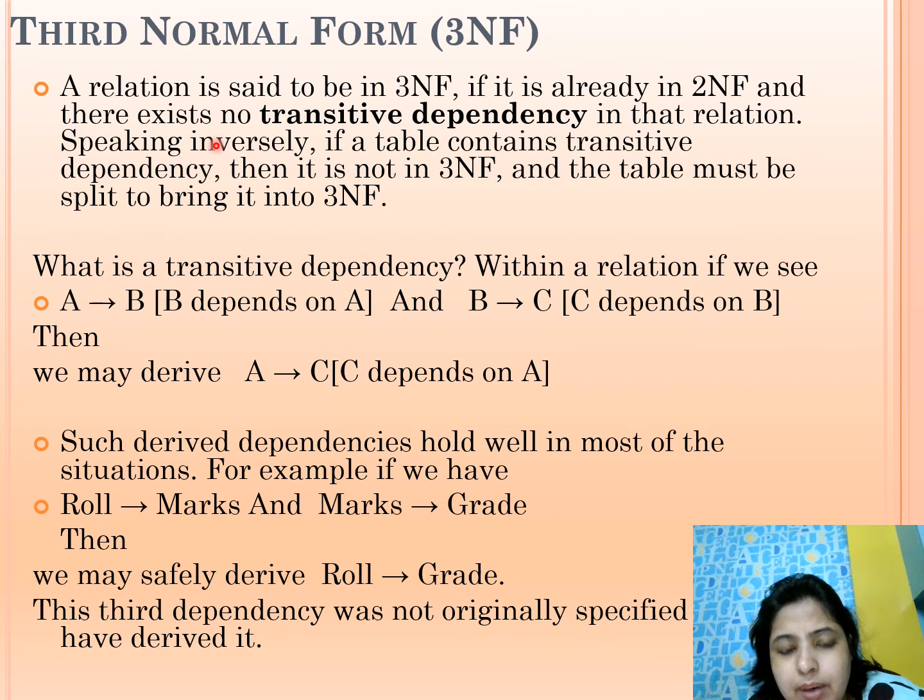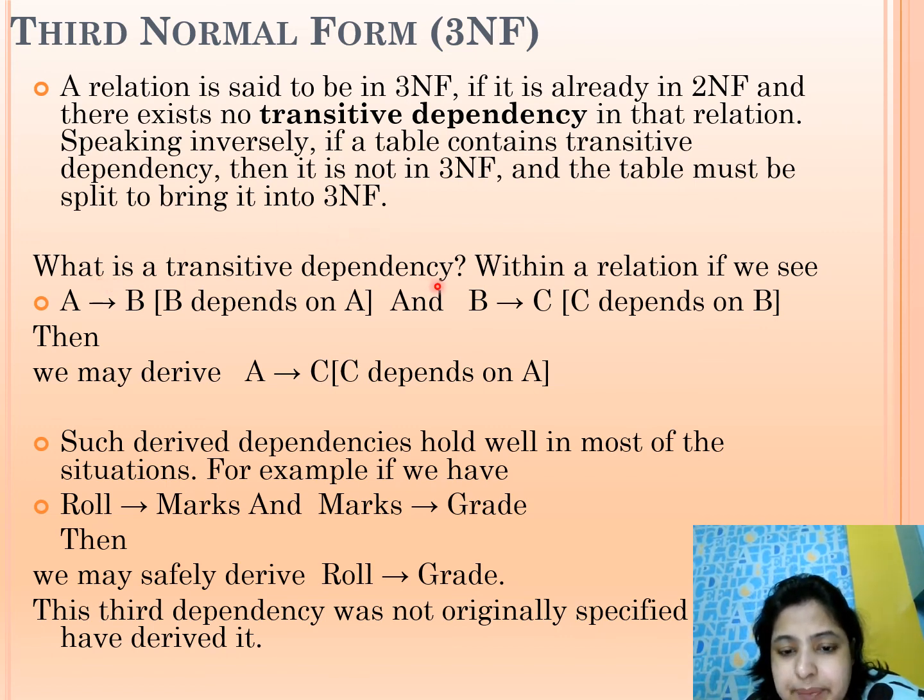The third normal form: a relation is said to be in third normal form if it is already in second normal form and there exists no transitive dependency. We also studied transitive dependency: A determines B and B determines C. That means A determines C, right? Speaking inversely, if a table contains a transitive dependency, then it is not in third normal form and the table must be split to bring it into third normal form, right?